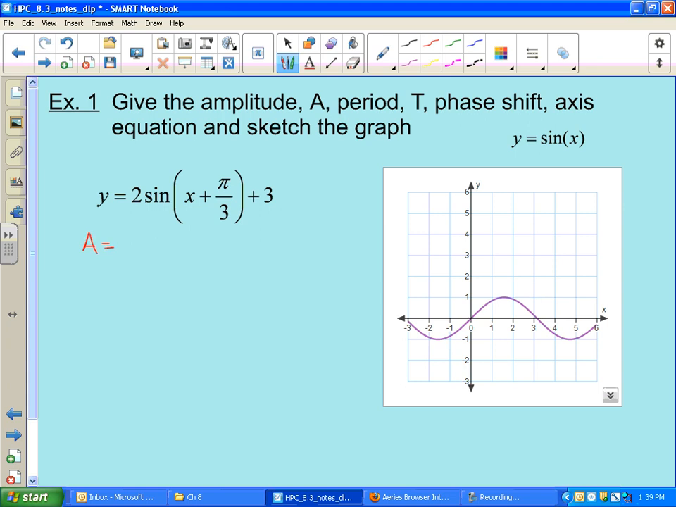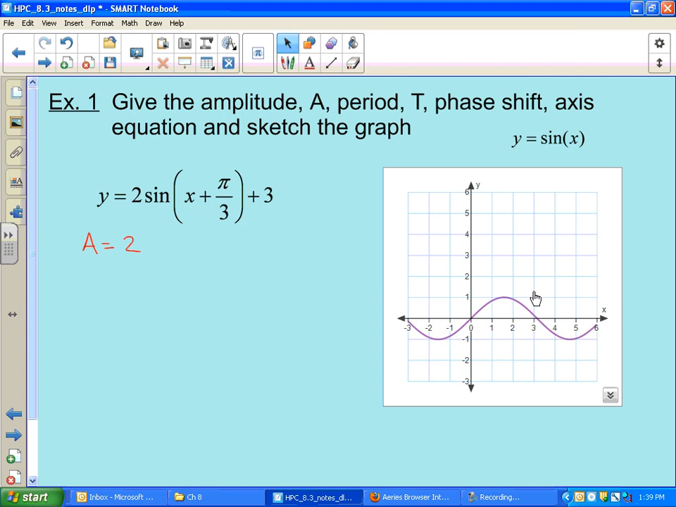A, what is it? 2, very good. That means, what does that mean? So what does it do? It vertically stretches the graph by 2.